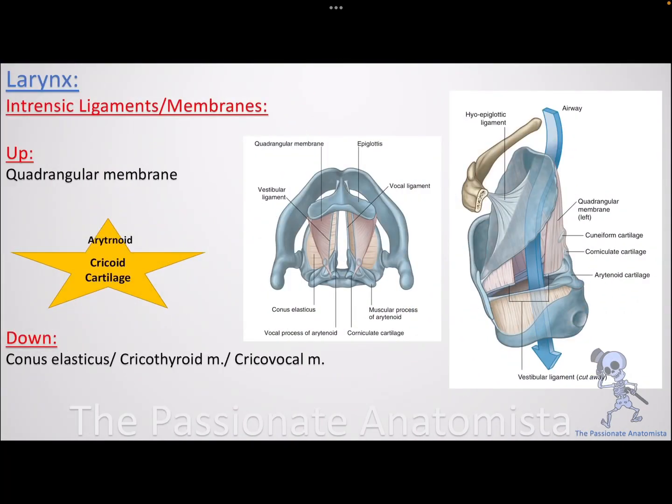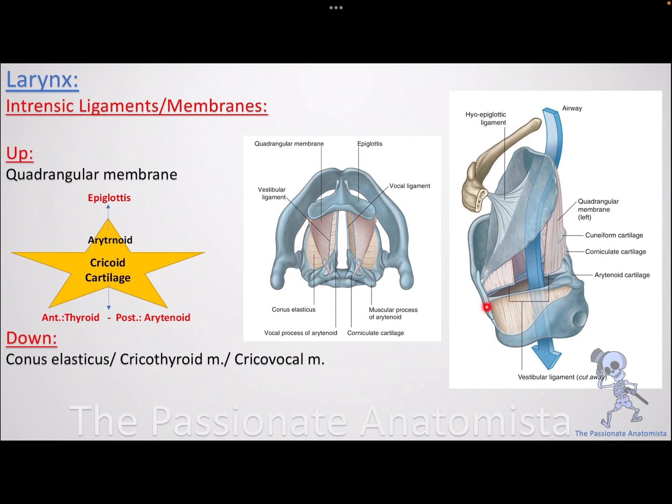Now, moving on to the next, we're going to talk about the intrinsic ligaments and membranes. And in that, we have two important membranes. One comes on the top and one comes down. The one that comes on the top is basically the quadrangular membrane, and what comes down is basically the conus elasticus. Now remember that the thing that comes on the top is connecting me to something that's in the top, and what was in the top for me as part of larynx is the epiglottis, and what comes down is going to be my thyroid.